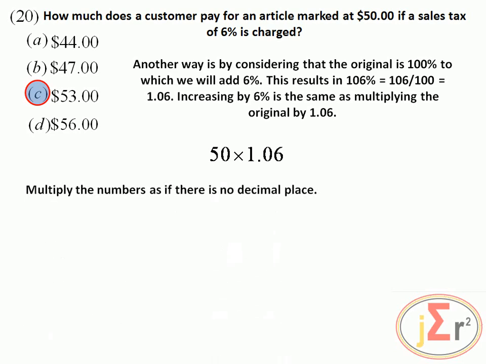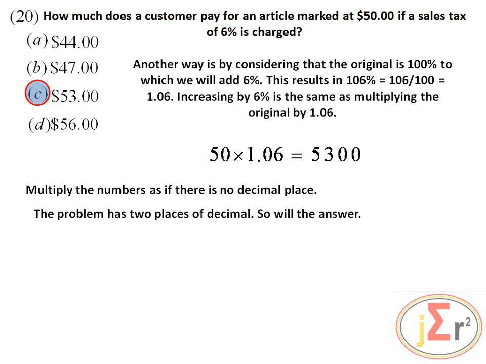Multiply the numbers as if there is no decimal place. That is what we always do. We end up with 5,300, and as usual the problem has two places of decimal, so will the answer.